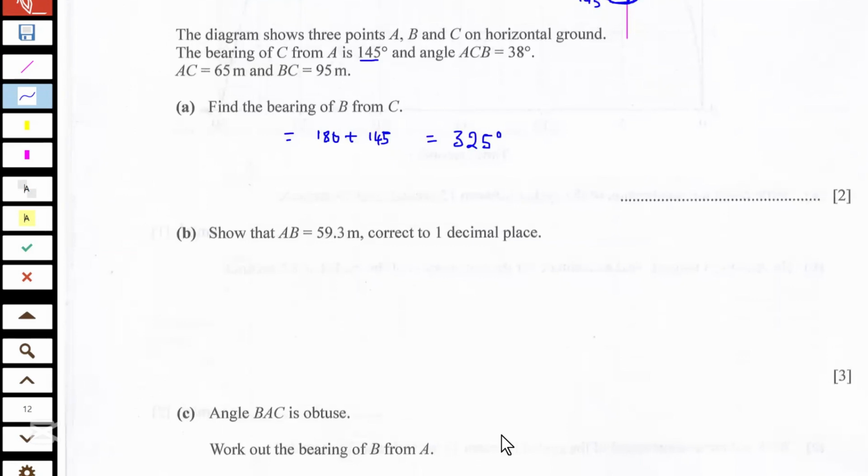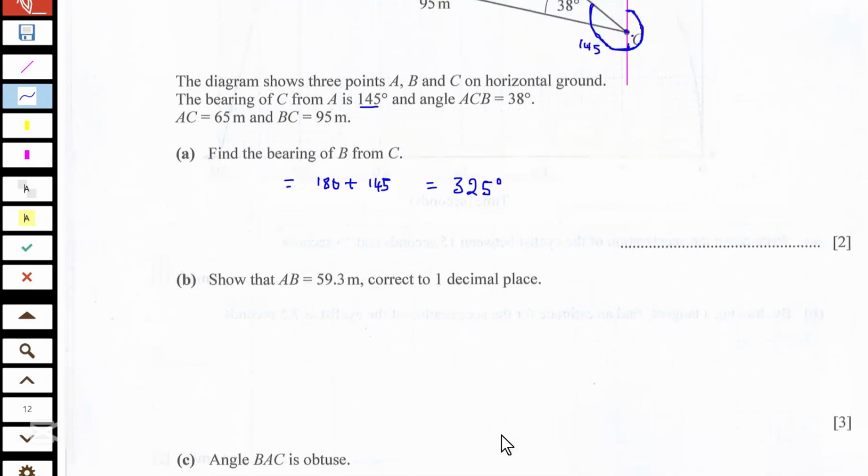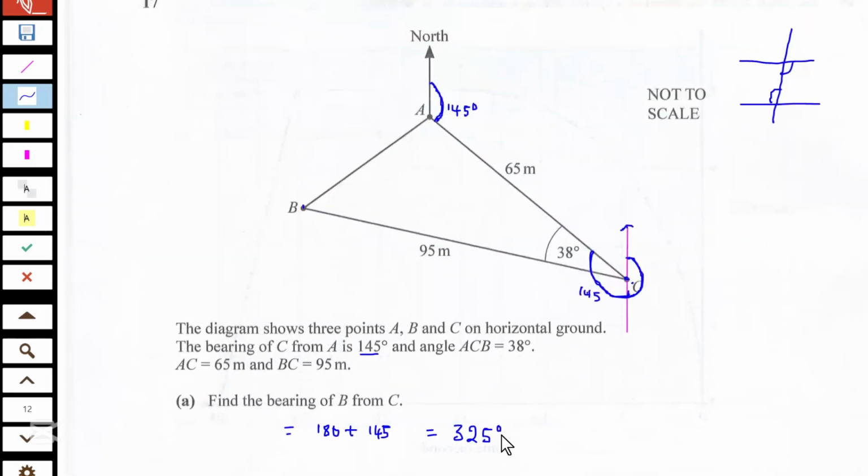The next question, show that AB is 59.3 meters, correct to one decimal place. Now let's go back to the diagram. Show that the length AB is 59.3. This is the length. The length AB is 59.3. We need to show that this length is 59.3 meters. So how do you show that this is 59.3 meters?